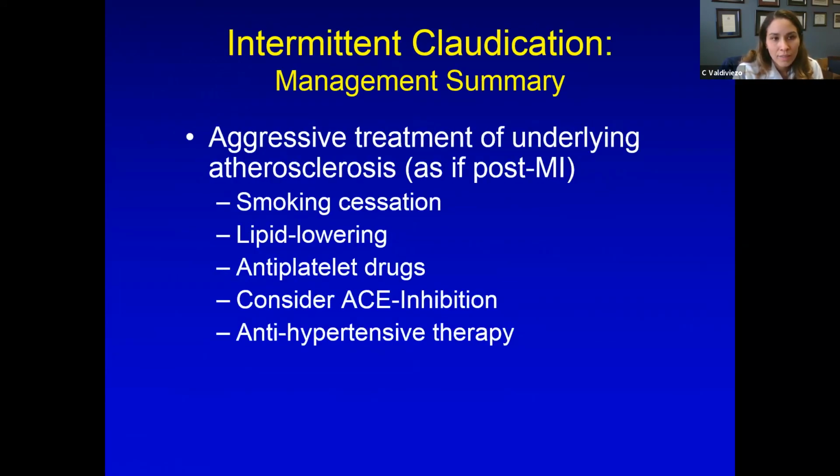So again, in summary, the management includes aggressive treatment of underlying atherosclerosis, similar to how a patient should be treated post-heart attack. That includes smoking cessation, aggressive lipid lowering, antiplatelet drugs, and as I mentioned earlier, based on these new trials last year, we should consider adding low-dose rivaroxaban to our antiplatelets in select patients that are not at high bleeding risk. Consider adding ACE inhibitors and aggressive antihypertensive therapy.